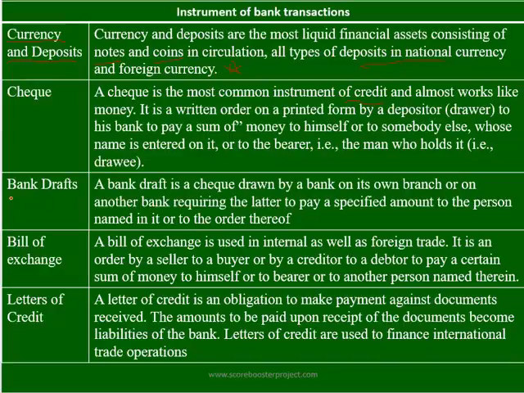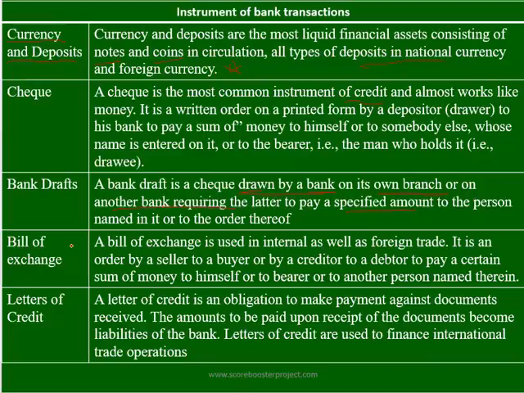Another item is the bank draft. A bank draft is a check drawn by a bank on its own branch or on another bank, requiring the latter to pay a specific amount to the person named in it, or to the order thereof. Take note, a check can be issued by an individual, whereas a check issued by a bank on another bank or on another branch is what we call a bank draft.